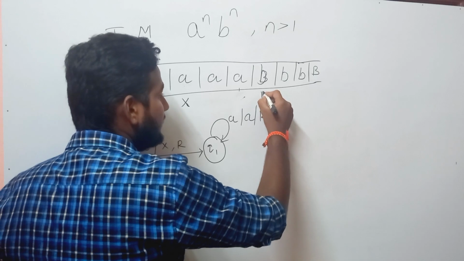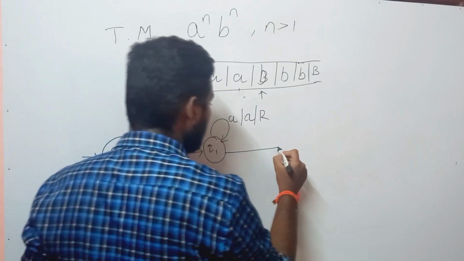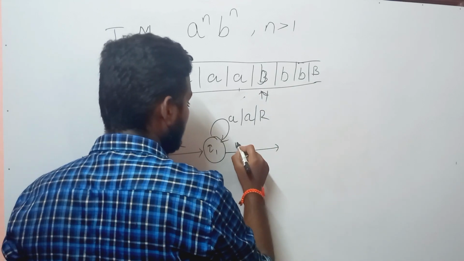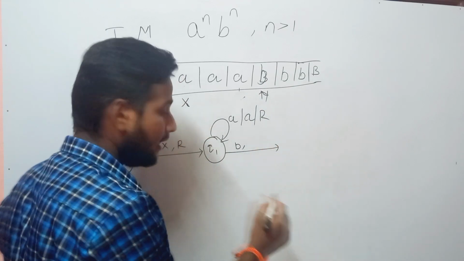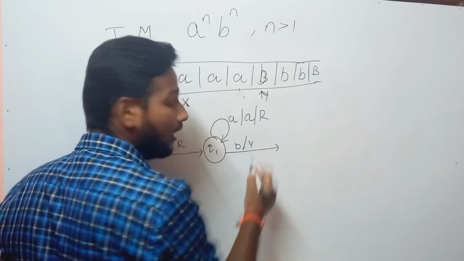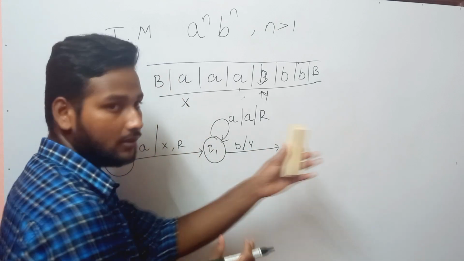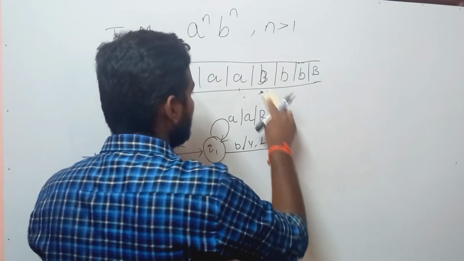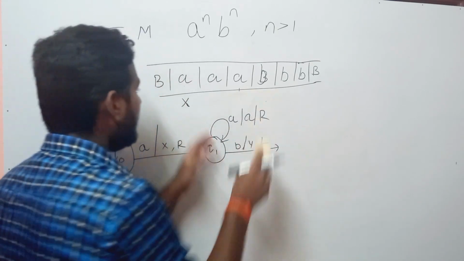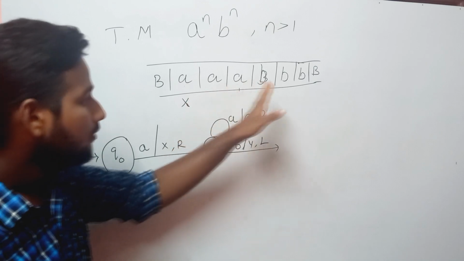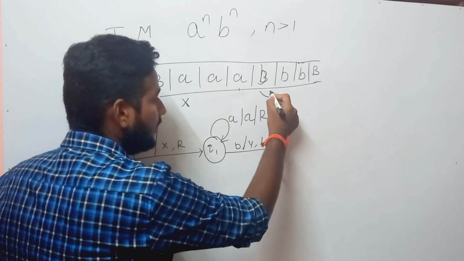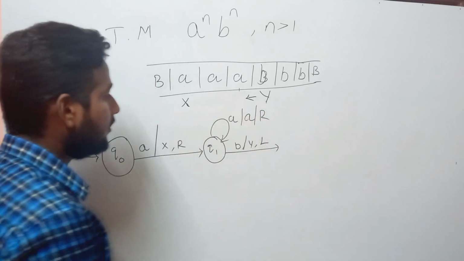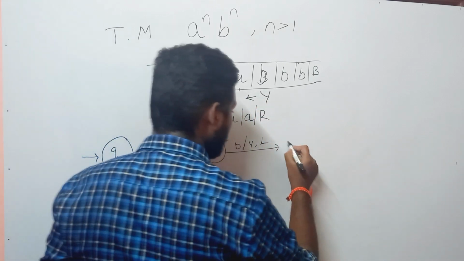Later, it reads the input symbol B. We make this B as Y and change the direction to the left. That means for the first A, the corresponding first B value is made Y, the direction changes towards the left and the state changes to Q2.